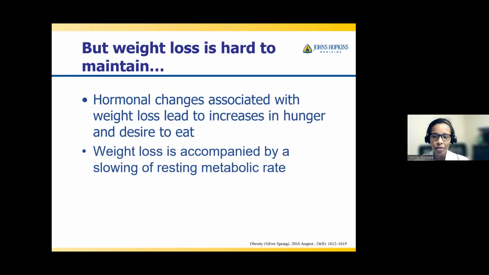Even when doing all the right things, losing weight in itself is hard, and it's even more difficult to maintain. There are many other factors at play. There are a multitude of hormones and nutrients all involved in the regulation in the body, and many of these hormones are perturbed after weight loss. These hormonal changes can lead to increased hunger and desire to eat, and can be accompanied by a slowing of the metabolic rate or metabolism.